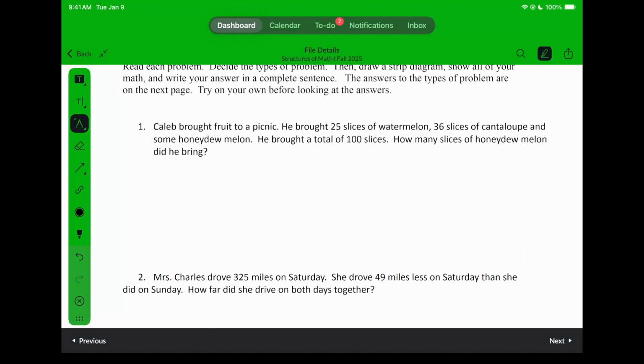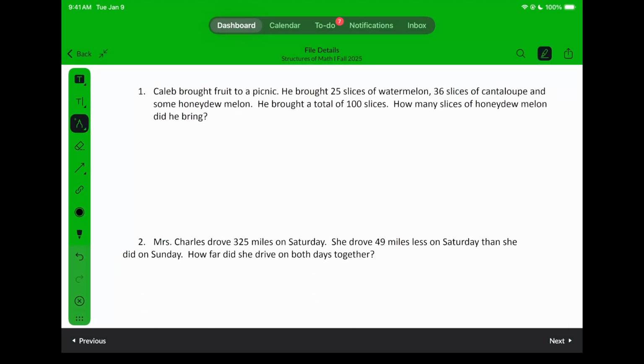All right, we're going to start off with Caleb brought fruit to a picnic. He brought 25 slices of watermelon, 36 slices of cantaloupe, and some honeydew melon. He brought a total of 100 slices. How many slices of honeydew melon did he bring? Now, because we're listing 3 different types of fruit, it does sound like it's a compare problem.